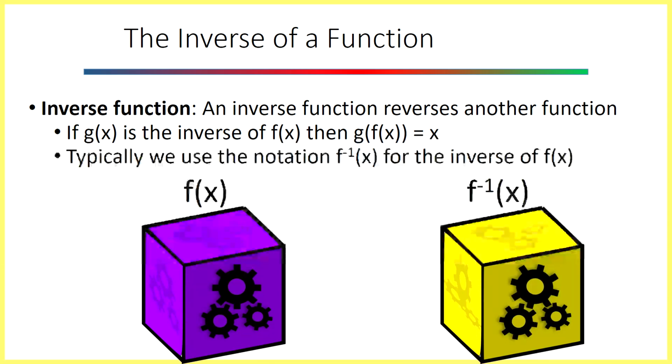We use the notation f^-1 of x for inverse functions because raising something to the exponent of -1 gives you the inverse of that number. In mathematical terms, if g of x is the inverse of f of x, then g of f of x equals x, because the function g is simply undoing what the function f did.